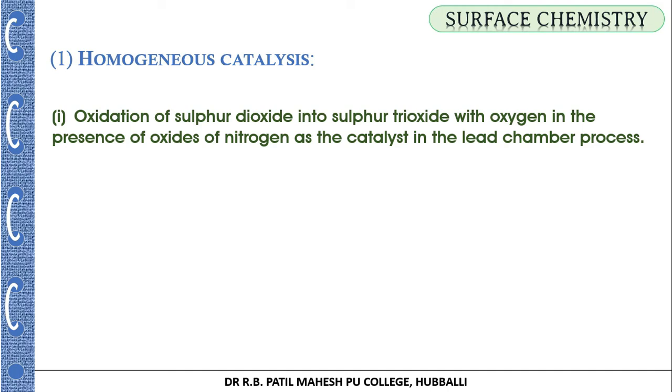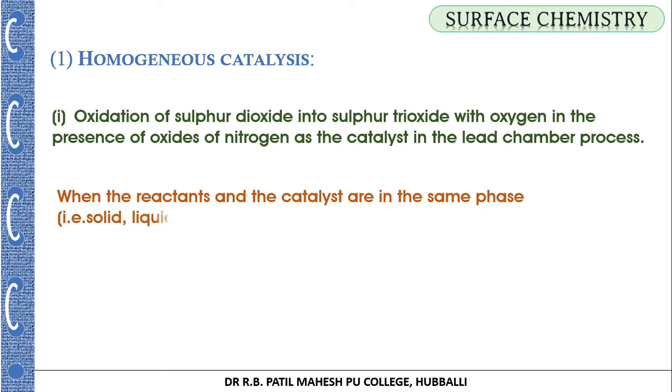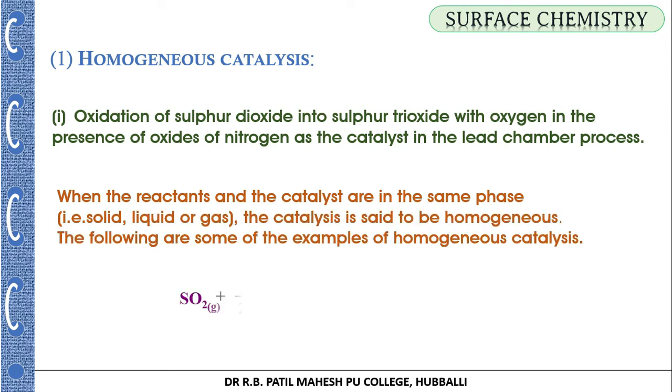When reactants and catalyst are present in the same phase, that catalytic process is called homogeneous catalysis. So what is homogeneous catalysis, students? When the reactants and the catalyst are in the same phase, the catalysis is said to be homogeneous catalysis. The example we already saw: sulfur dioxide is a gas, oxygen is a gas, and NO, the catalyst, is also a gas. Both reactants and catalyst are in the same phase, hence this is an example of homogeneous catalysis.